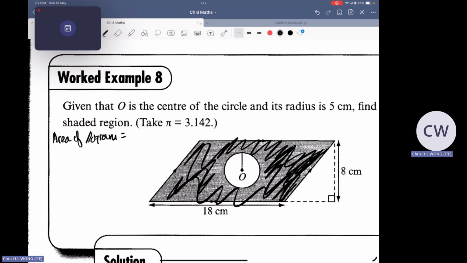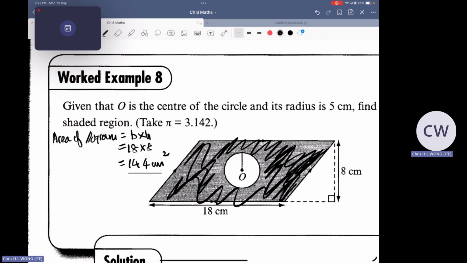Parallelogram, there's a formula, isn't it? Base times height, right? What is the base? Base 18, height 8. Straightforward, right? 18 times 8. 8 times 8, 64. 1 times 8, 8, 14. 144 cm squared. First one, I underline so that I know I have to use this data.